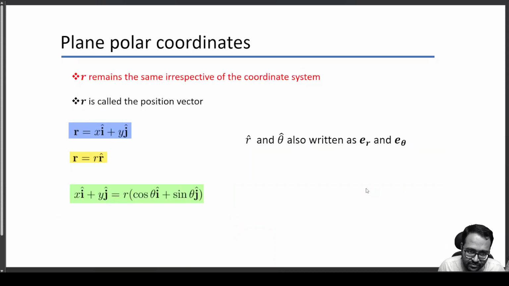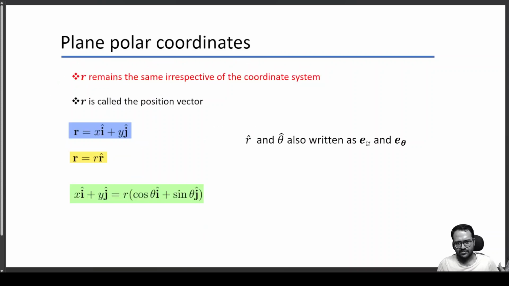So okay, let's see what we can do. The position vector r remains the same. Of course, this is called the position vector. In Cartesian coordinates, we write r as x i hat plus y j hat. Sometimes I say i cap, j cap. And in plane polar coordinates, I write r as the magnitude of r multiplied by r hat. So x i hat plus y j hat is r times cos theta i cap plus sin theta j cap. Whenever I say cap or hat, that is the same. And r cap and theta cap, which are unit vectors along the direction of r and theta, are also written as e_r and e_theta. So whenever you see e_r or e_theta, assume it's the same as r cap and theta cap.